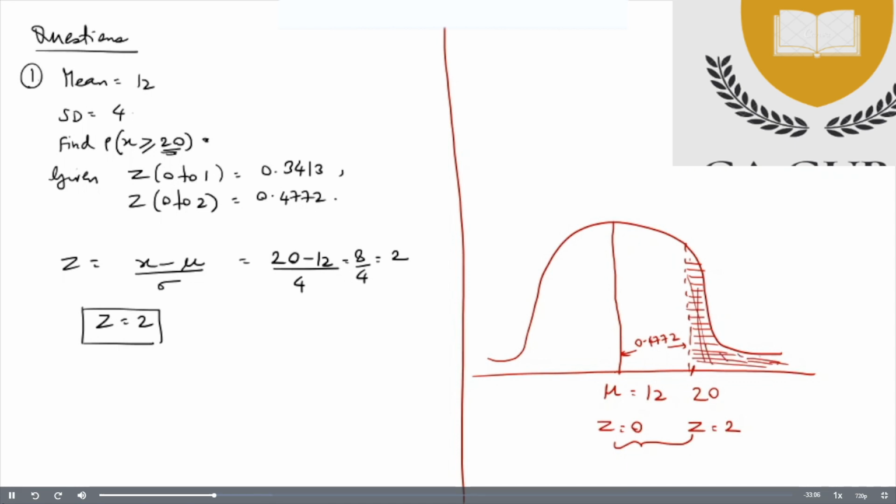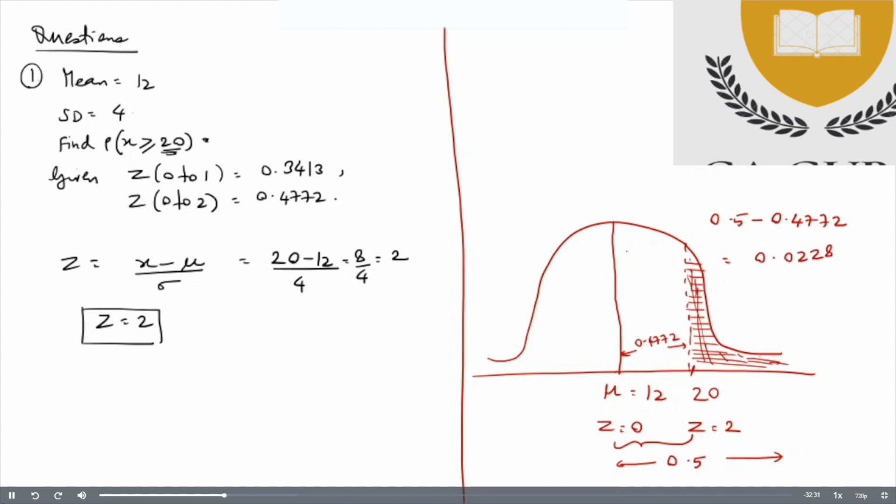What did I tell you about the area? The midpoint divides the full curve into two halves, so this whole half area is 0.5. If I want to find out only this area, then from 0.5 I need to subtract this other area. So the area required is equal to 0.5 minus 0.4772, which is going to be 0.0228.